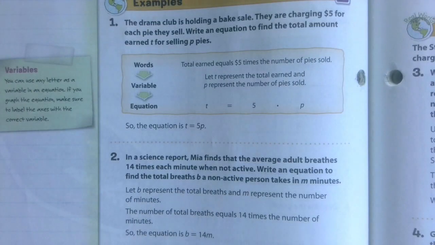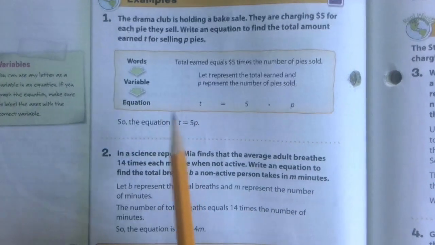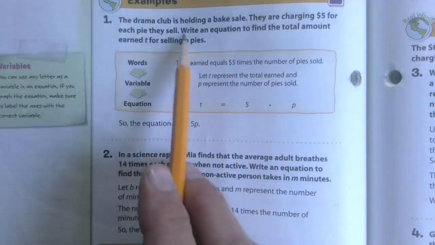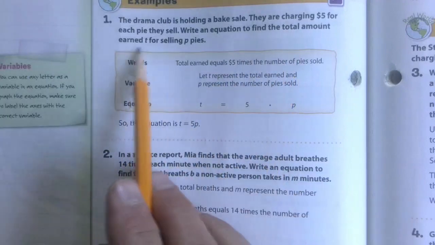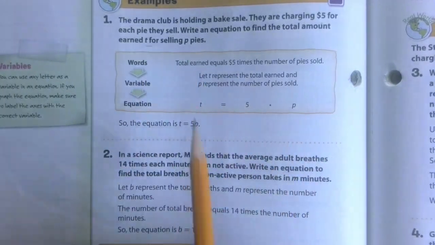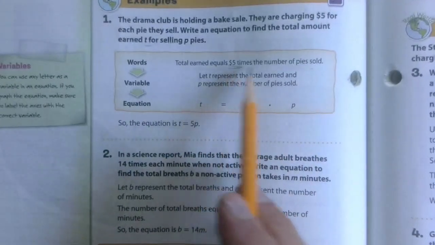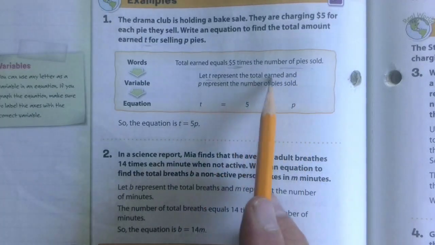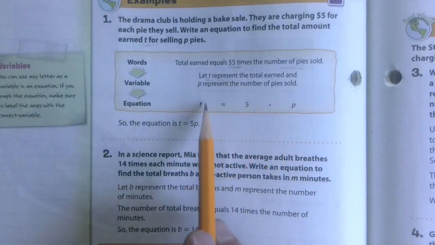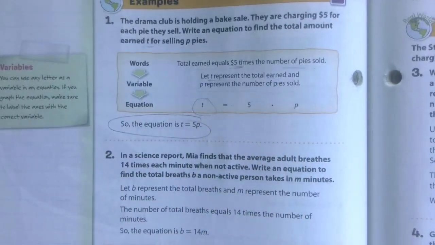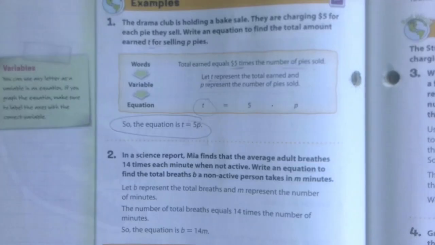Okay, so here we are on page 604, and let's just look at a couple equations. First, we're going to look at some examples of equations. So it says the drama club's holding a bake sale. They charge $5 for each pie they sell. Write an equation to find the total amount earned T for selling P pies. So the total equals 5 times the number of pies sold, because it's $5 times the number of pies. So T represents the total earned, and P represents the number of pies. So T equals 5 times P, or T equals 5P. Easy, right? I think you can do this pretty easily.